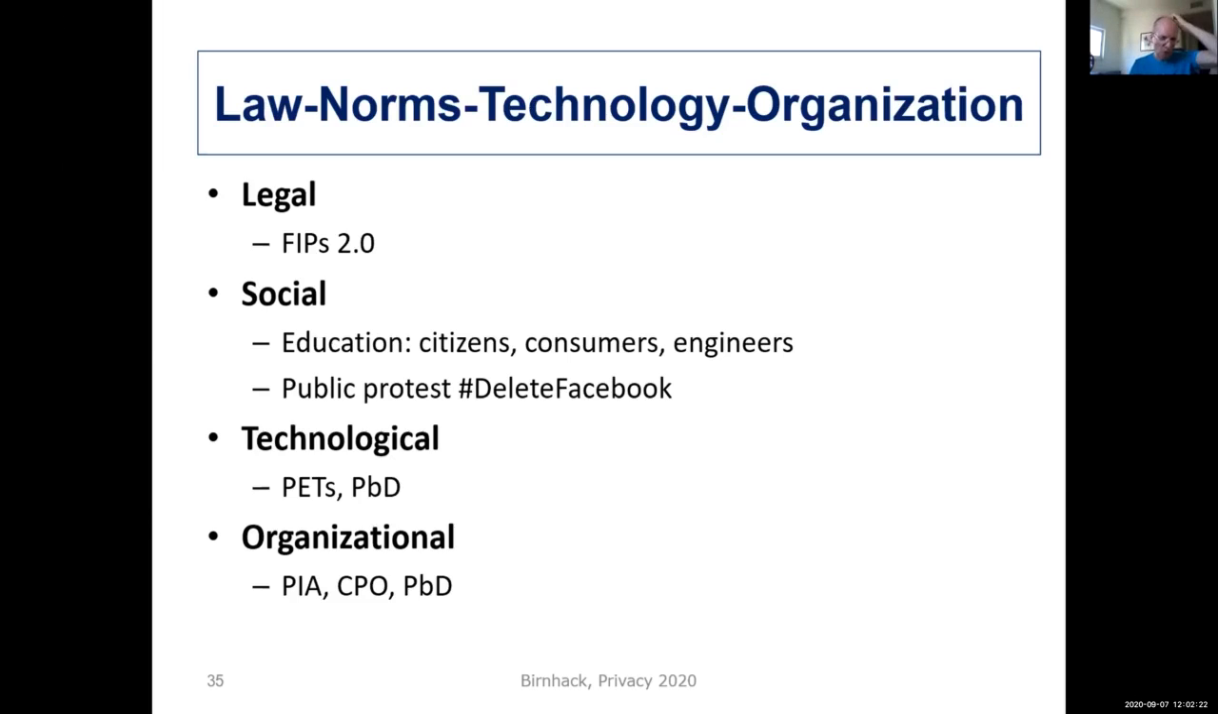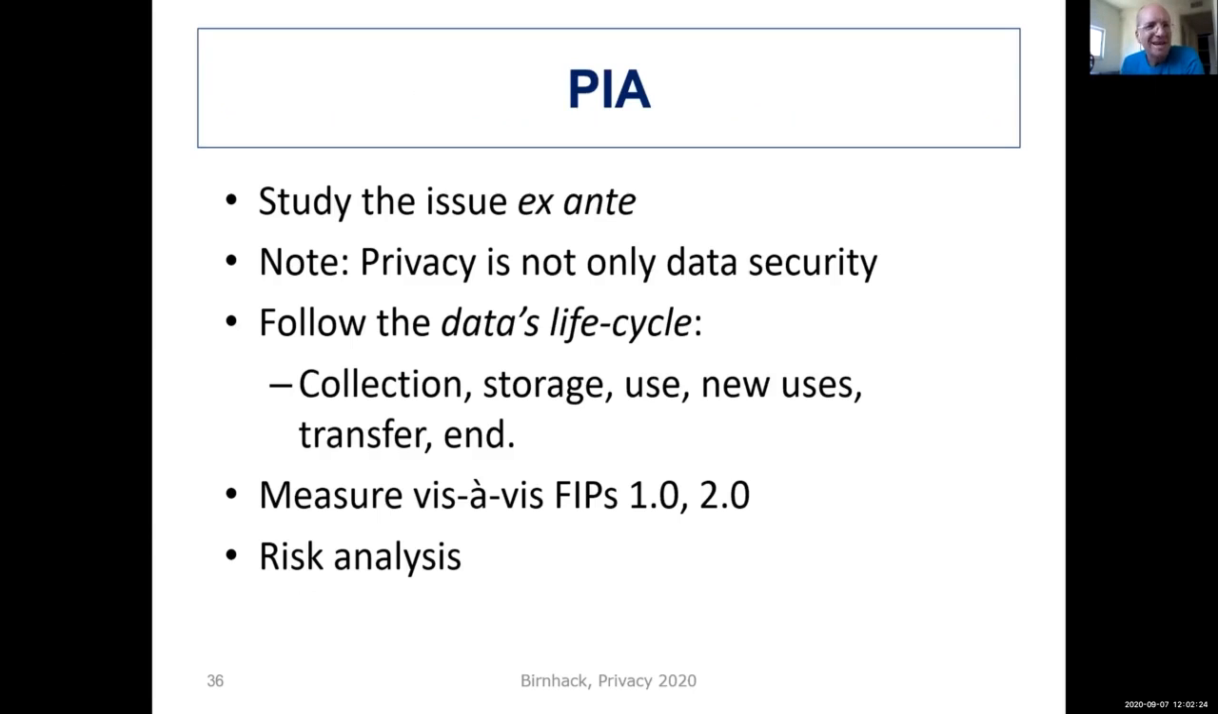Let's talk a bit about organizational means. PIA, Privacy Impact Assessment. The idea is very simple. The idea, by the way, is borrowed from environmental law. And the idea is that before you begin planning, and definitely before you begin using some new technological system, study the issue and study the privacy aspects of what's going on. Once again, privacy is not only data security. We should do some homework before we engage in some new technology, whether it's Waze or whatever it is.